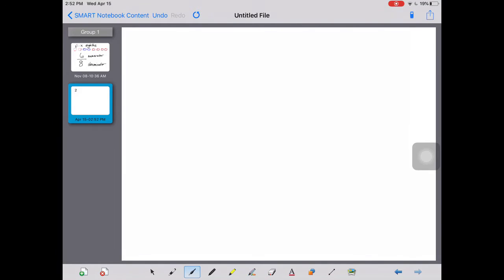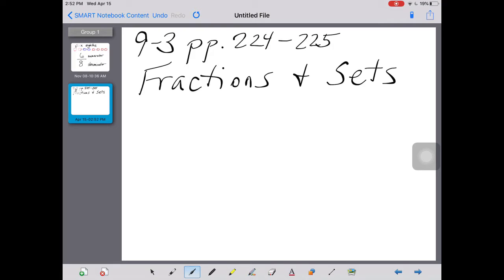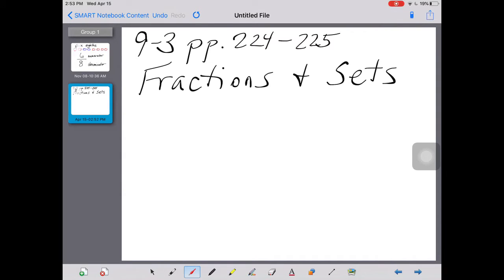Hey guys, let's take a look at lesson number 9-3 in our math books, pages 224 through 225. We are looking at fractions and sets of a group. Okay, so let's take a look at this. Let's take a look at maybe groups of people. So we're going to go with this, and I'm going to draw circles for people.